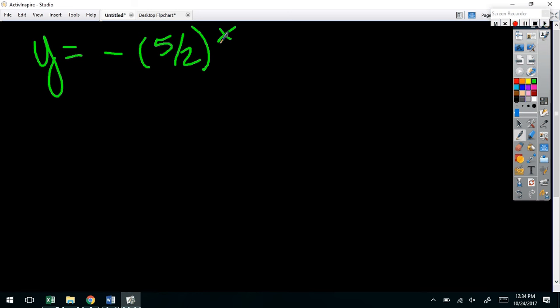Let's graph. Before I graph, is it growth or decay? Growth, because 5/2 is 2.5, which is bigger than 1. Is it above or below the asymptote? Below. The negative is associated with A, not B. Dang, I keep forgetting about it.